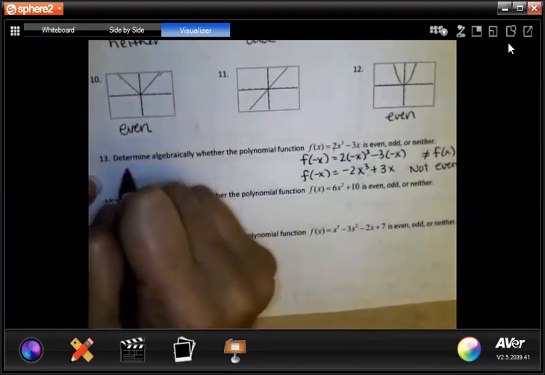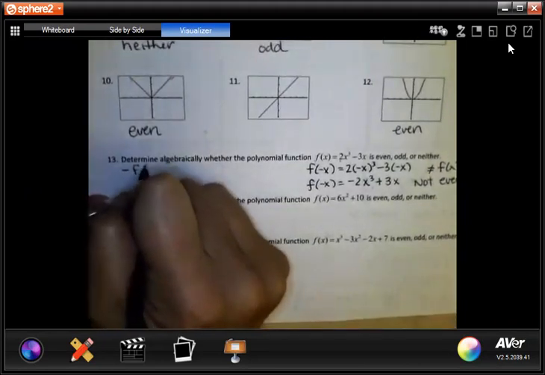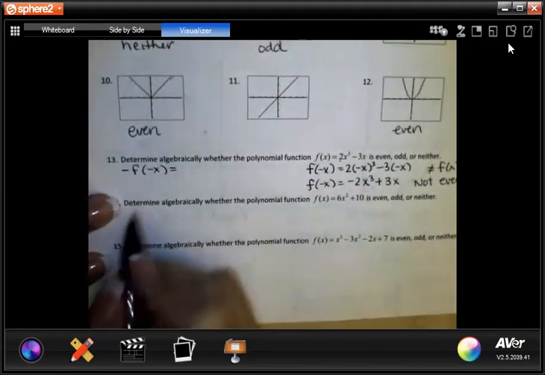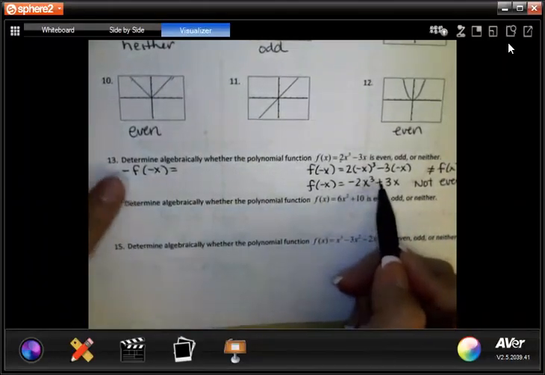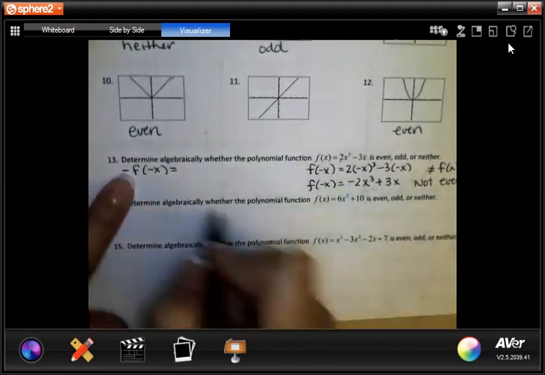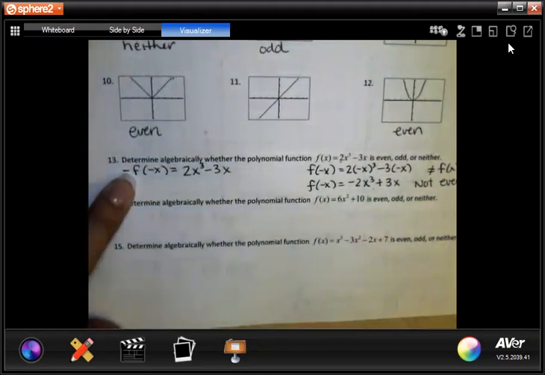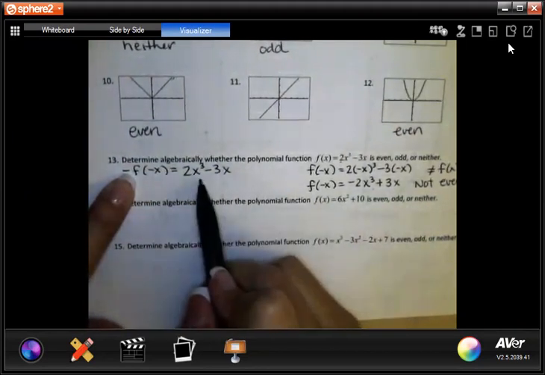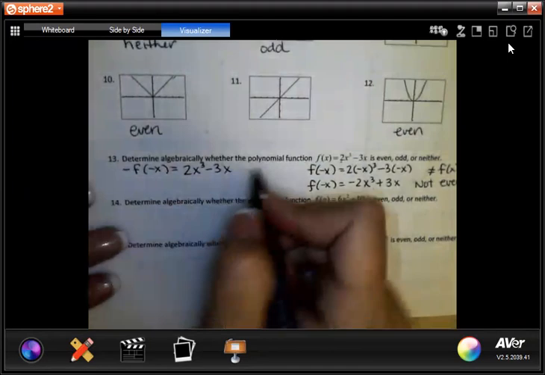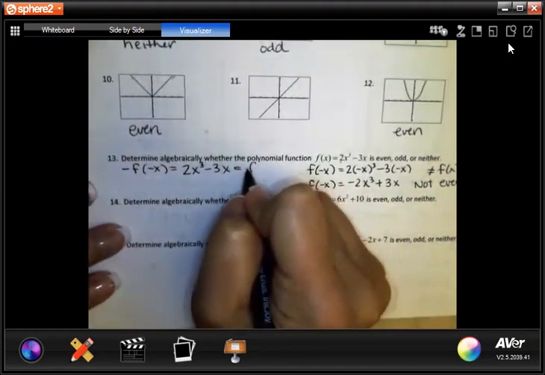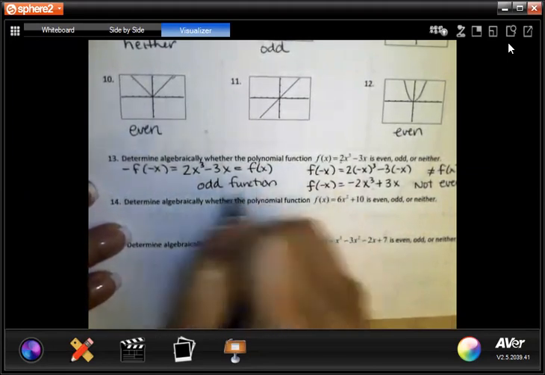So now we would want to try the other one. So we want a reflection across the x and the y. So I'm going to find f of negative x. Now we can really take a shortcut here because we've already done f of negative x. That's this one. So if I just want to do the negative, I would change the signs on this one. So it becomes 2x cubed minus 3x. That is the same thing as this. Those are both the same thing. So equals f of x. That tells me this is an odd function.